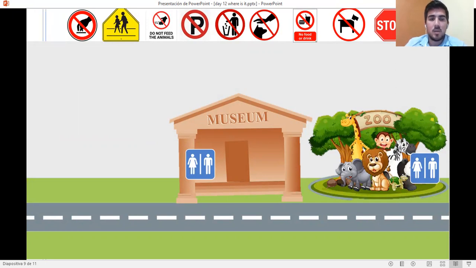Now let's continue with the next sign. Don't touch. This sign right here. Where can you find the sign? On the street, at the museum, at the zoo? Very good. We learned that we cannot touch the exhibits in the museum, right?